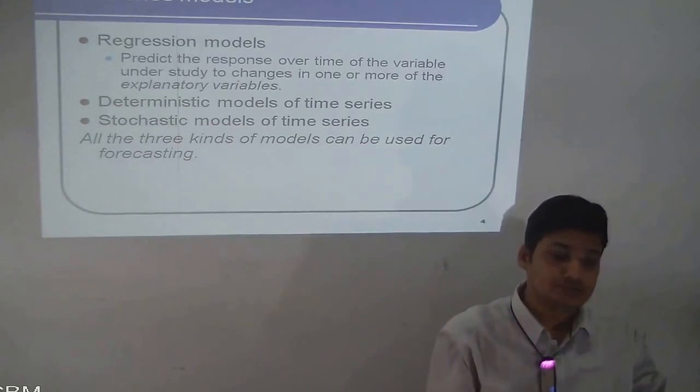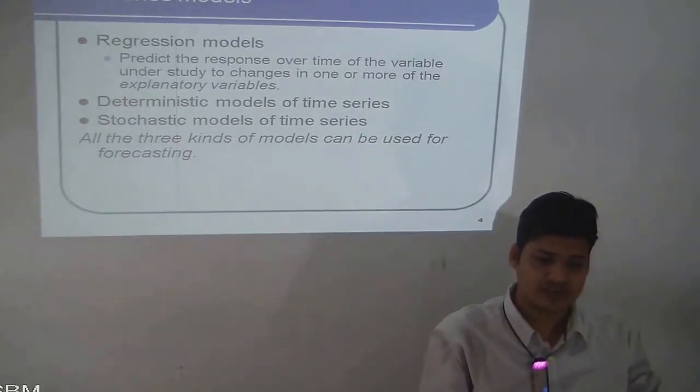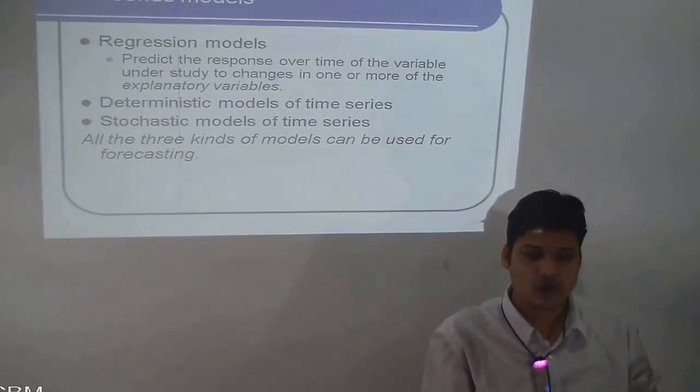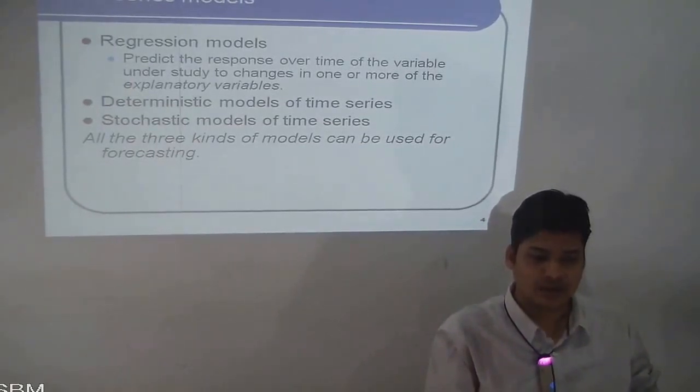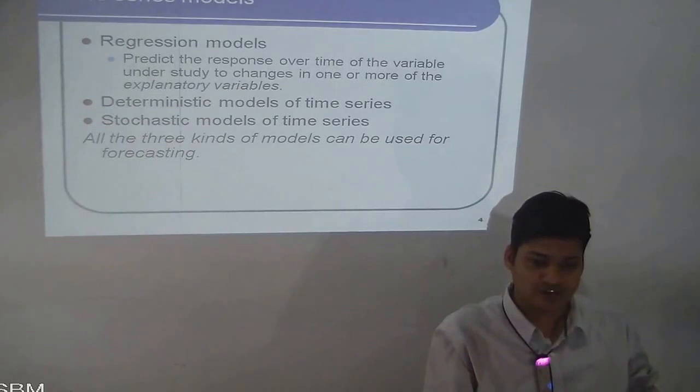Time series models. A time series model can be a regression model, a deterministic model of time, or a stochastic model. So what is a regression model? A regression model basically predicts the response over time of the variable under study to changes in one or more of the explanatory variables.